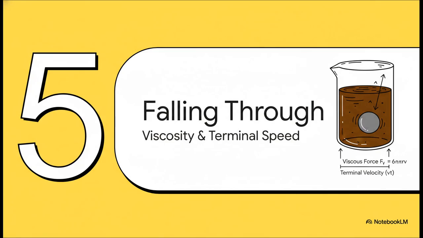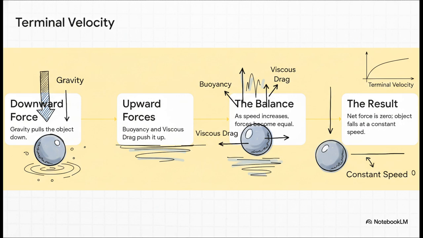Okay, for our last topic, let's talk about something that feels a lot like friction, but for fluids. It's a property called viscosity. We're going to see what happens when an object tries to fall through a fluid. Think of a marble dropping through a jar of honey. You see, when an object falls through a fluid, it doesn't just accelerate forever. It eventually hits a maximum speed called terminal velocity.